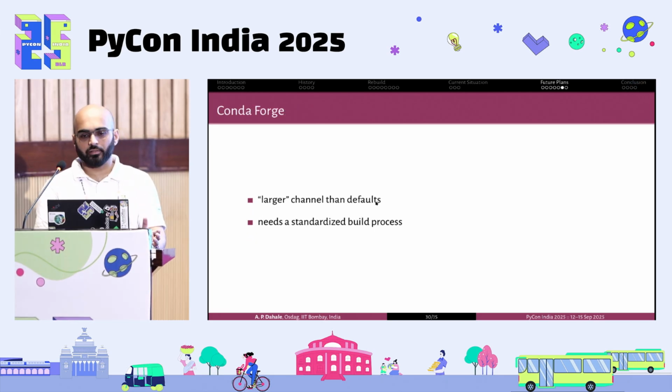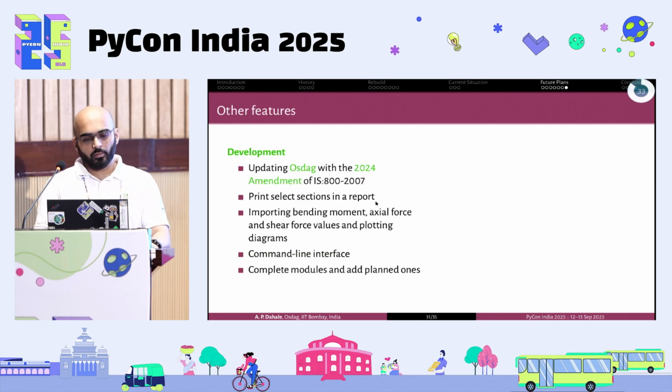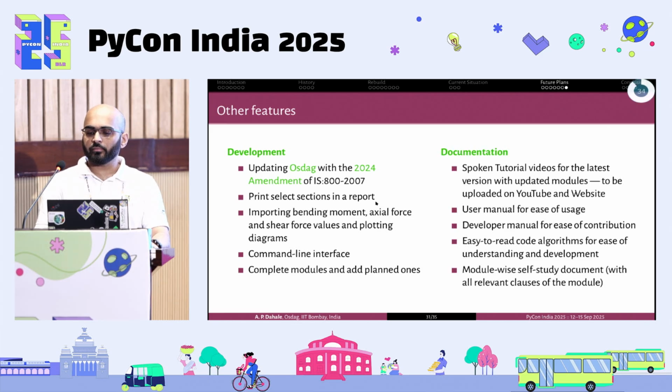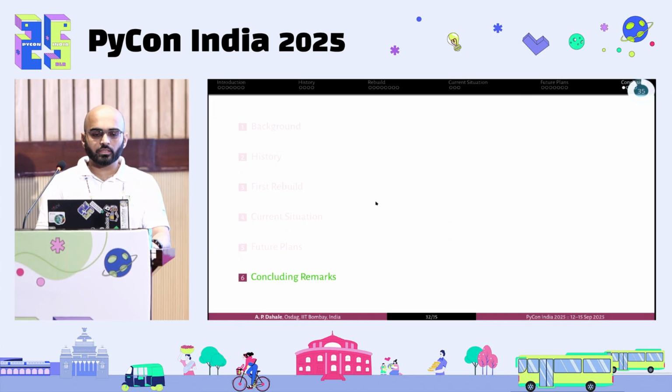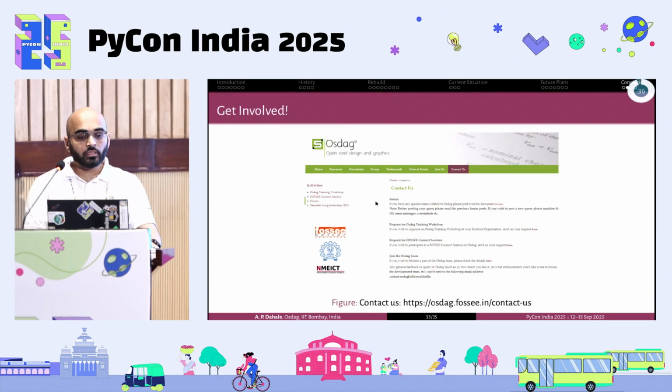The last thing is to add Osdag to Conda Forge. Currently you have to install it through the Osdag channel. The Conda Forge channel would be a step up, as it's a more standard way to store things. And a whole bunch of other features: complete modules, update standards, add a command line interface, etc. Also documentation. So that's about it from my end.